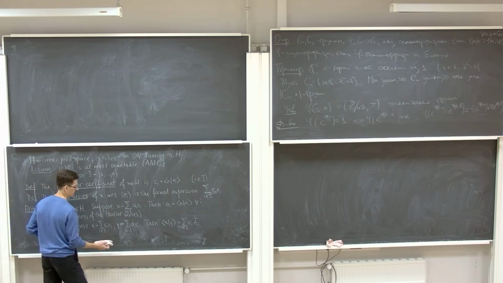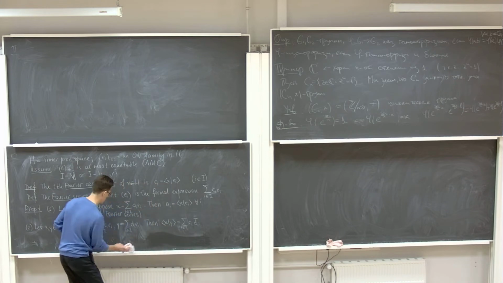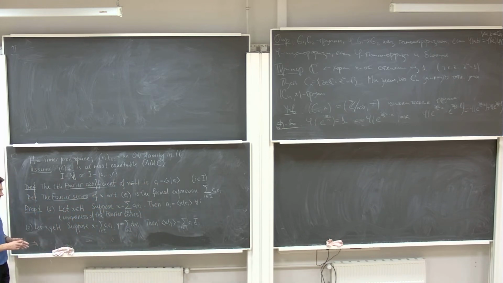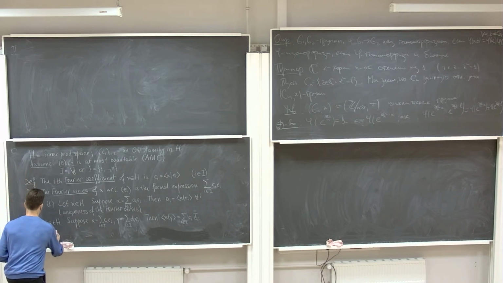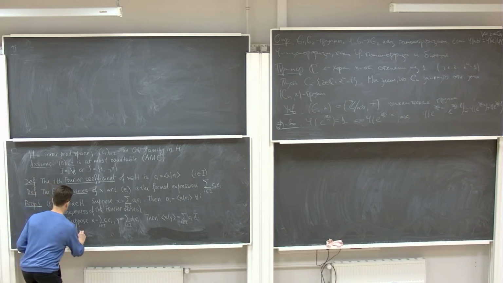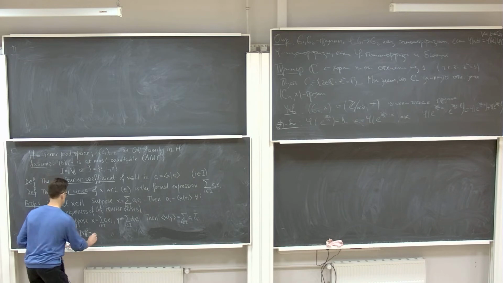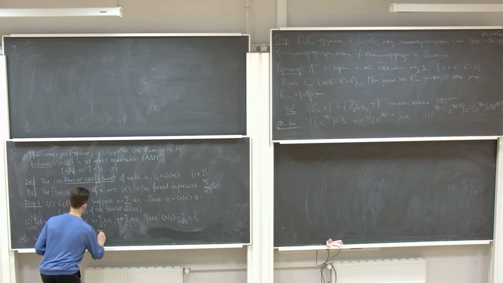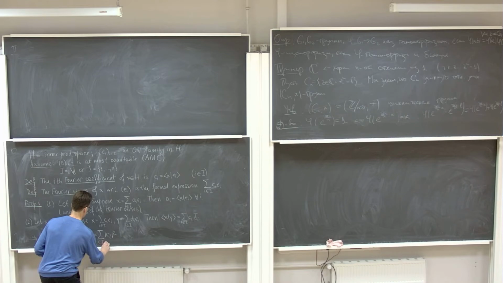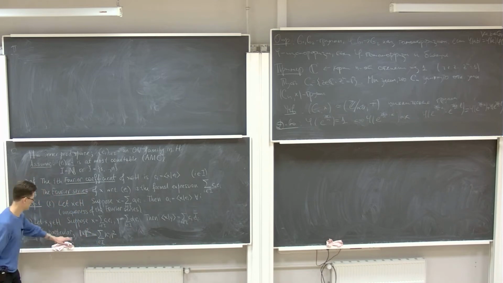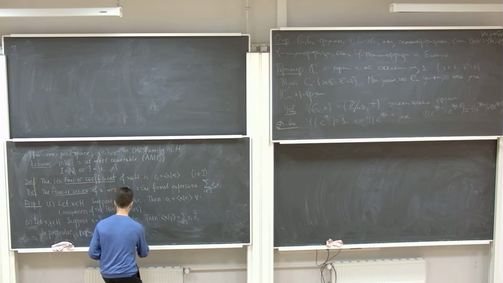In particular, in the special case where y equals x, we get the so-called Parseval's identity. In particular, the norm of x squared is equal to the following sum. So this is just a special case of the previous formula, which corresponds to the situation where y equals x. This is the so-called Parseval's identity.